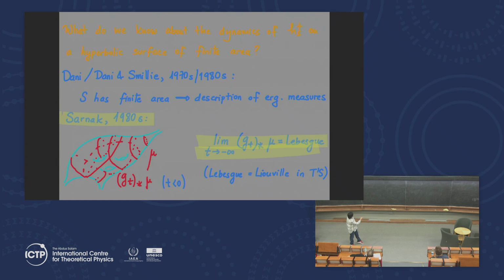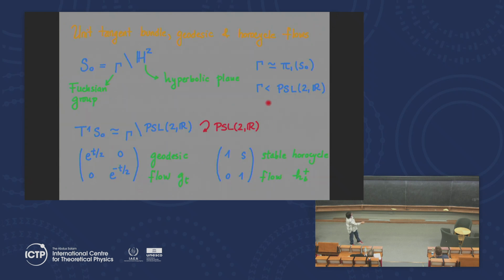This is a subgroup of PSL2R, which is the group of orientation-preserving isometries of the hyperbolic plane, and the surface is simply the quotient of the hyperbolic plane under a Fuchsian group, and the unit tangent bundle can be identified to the quotient of PSL2R under the action of gamma. And this admits a right action of the group PSL2R. It's a right transitive action of PSL2R, okay?